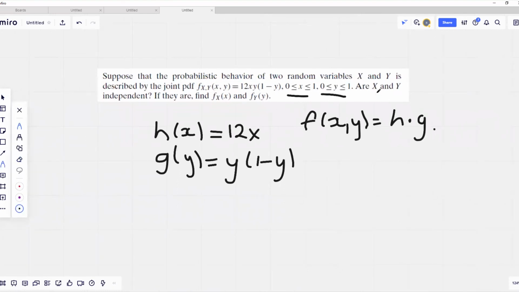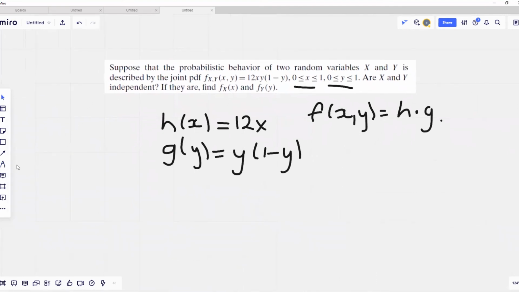So x and y are independent. Now let's find their marginals. So we have to multiply h by some constant k and g by some constant 1 over k, such that those two are going to be valid PDFs.